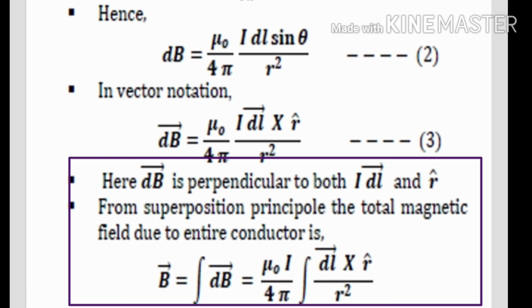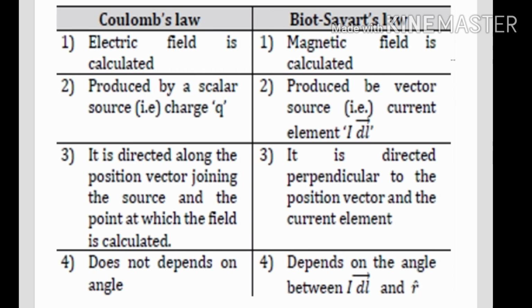Next one is the difference between Coulomb's law and Biot-Savart law. In Coulomb's law, electric field is calculated. In Biot-Savart law, magnetic field is calculated. In Coulomb's law, electric field is produced by a scalar source such that the charge q. In Biot-Savart law, the magnetic field lines are produced by a vector source such that the current element I dl vector. In Coulomb's law, electric field lines are directed along the position vector joining the source and the point at which the field is calculated.